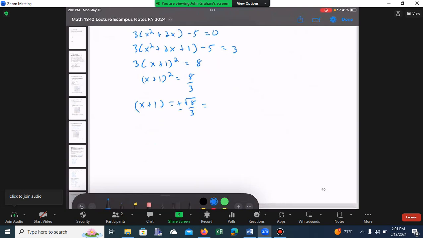So 8 is 4 times 2, so this will be plus or minus 2 square root of 2 over square root of 3. Okay, that 3 is under the square root as well. I also want to multiply this by square root of 3 over square root of 3 to rationalize it. So it'll be plus or minus 2 square root of 6 over 3. Now we'll solve this for x. X equals negative 1 plus or minus 2 square root of 6 over 3.